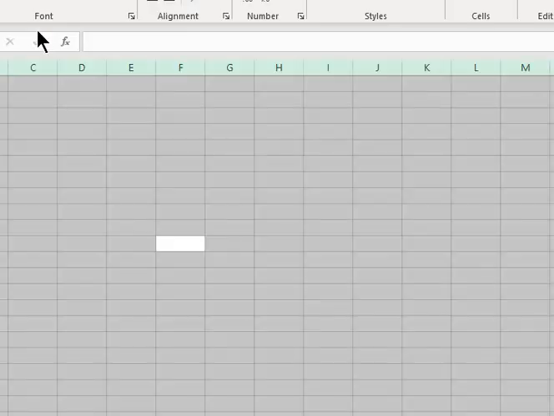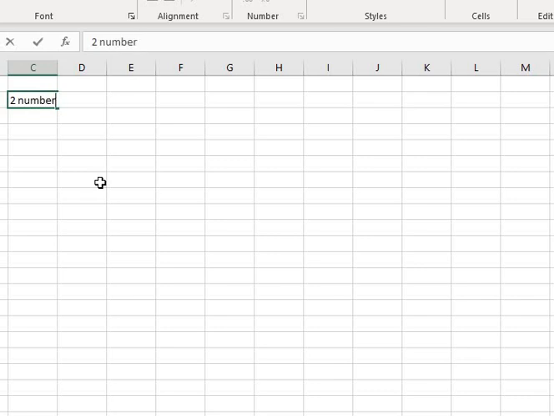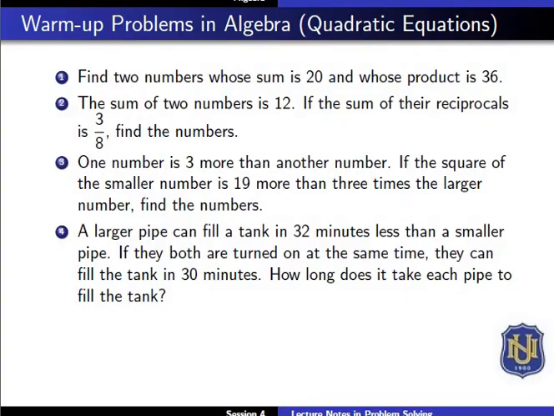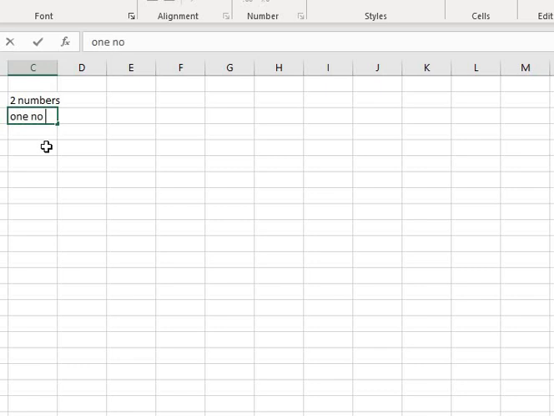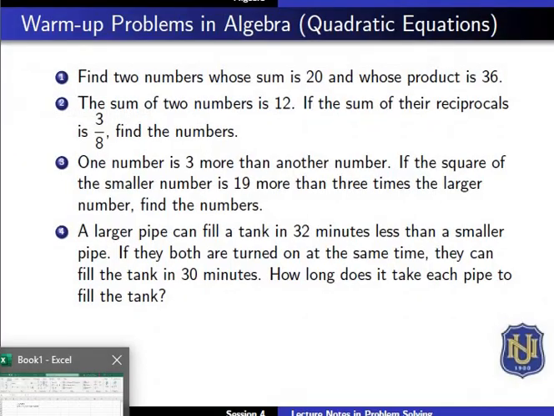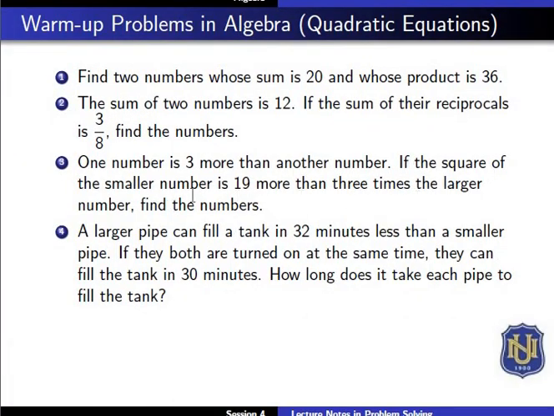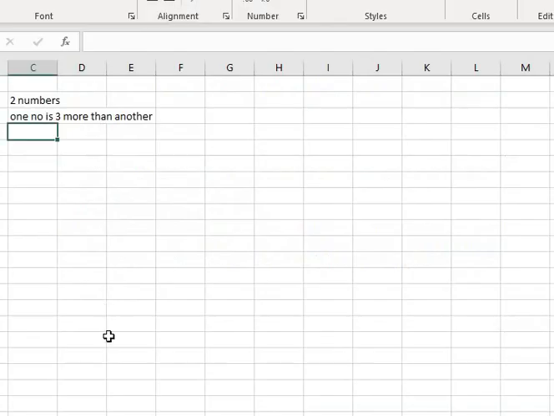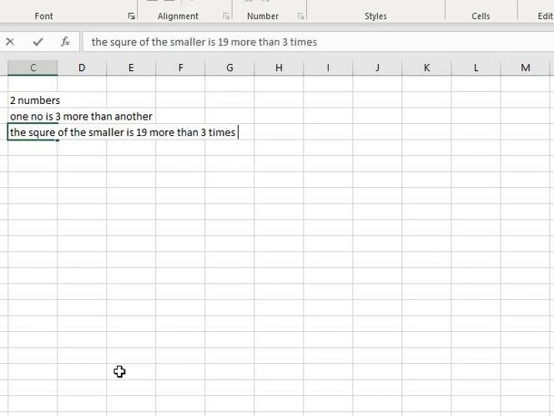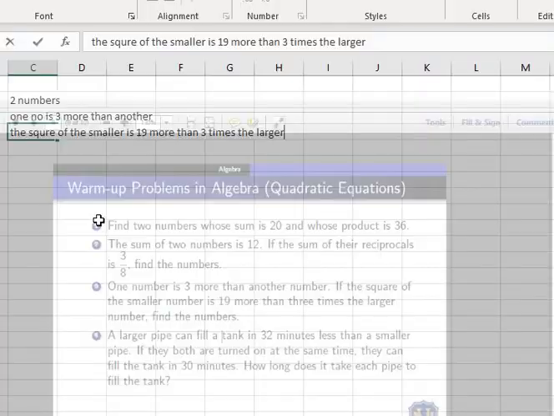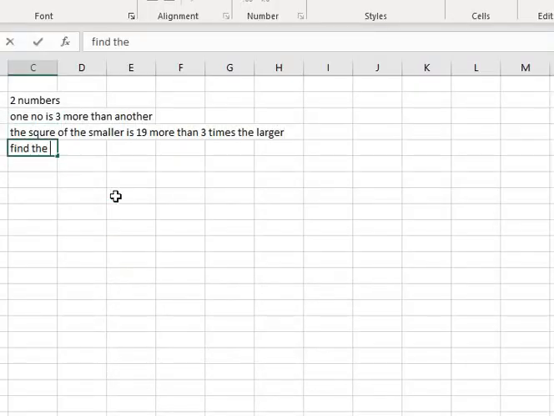So there are two numbers. One number is 3 more than another. And the next statement says that the square of the smaller is 19 more than 3 times the larger. And the question is to find the numbers.